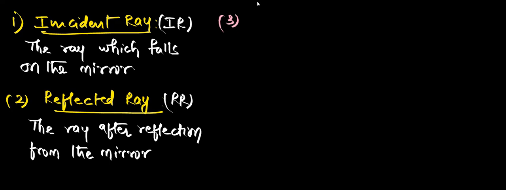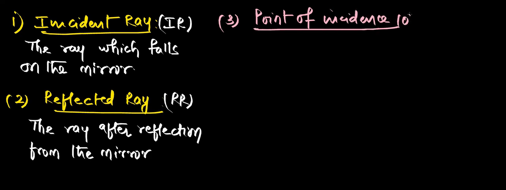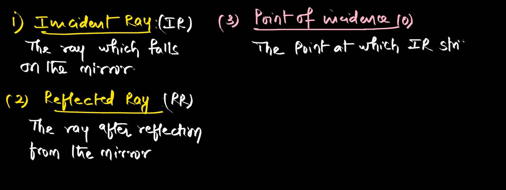The third one is the point of incidence. It is the point where the incident ray strikes. It is denoted with O. The point at which the incident ray (IR) strikes is your point of incidence.